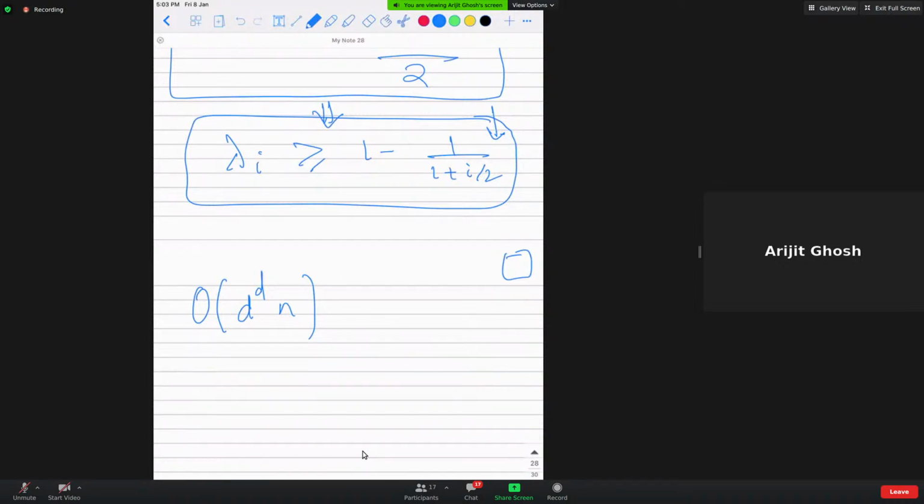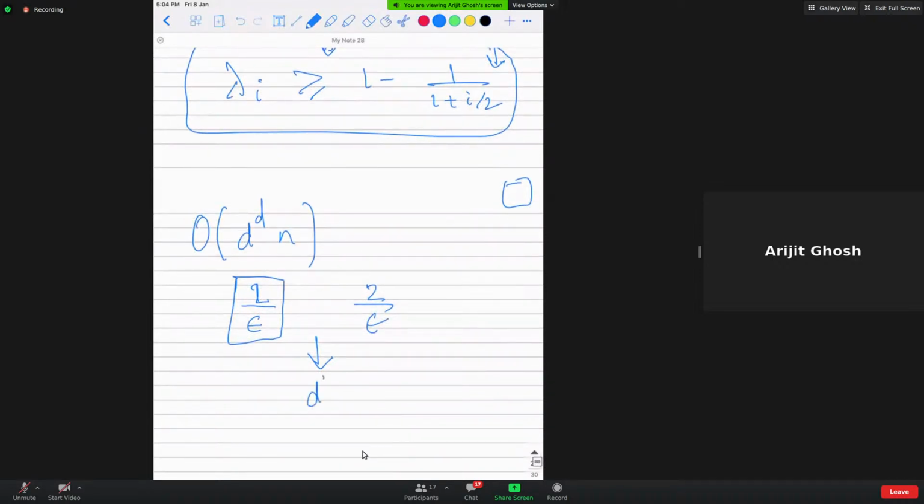So what will be the time complexity of this algorithm? You will be calculating the minimum enclosing circle for 1 by epsilon many sets. Each will be of size at most 2 by epsilon, right? That is one time complexity. How much will that incur in terms of time complexity cost? It will be d to the power d times 1 by epsilon square, right?